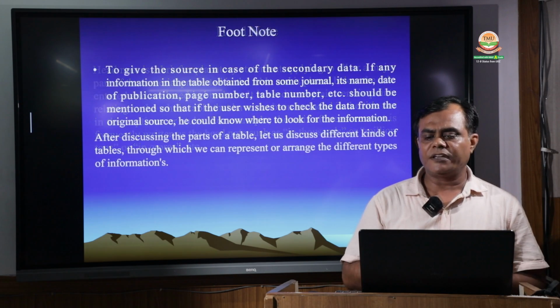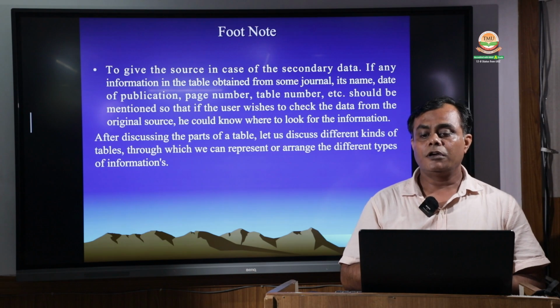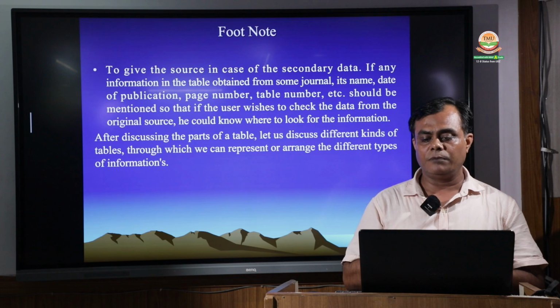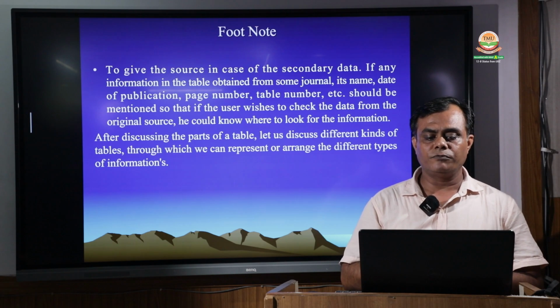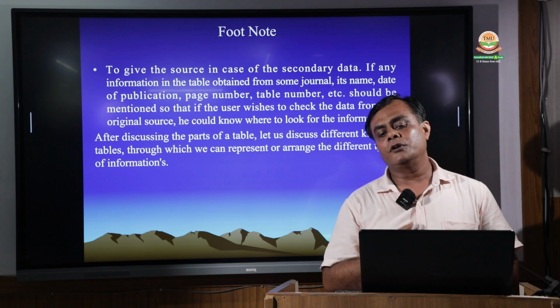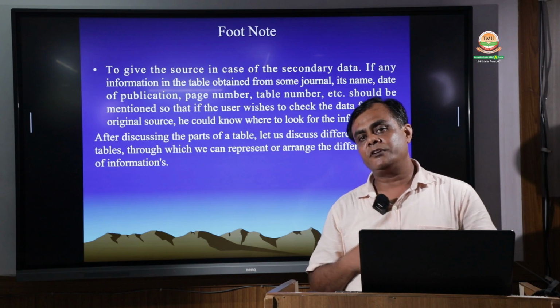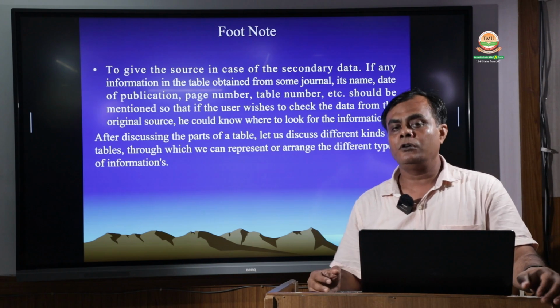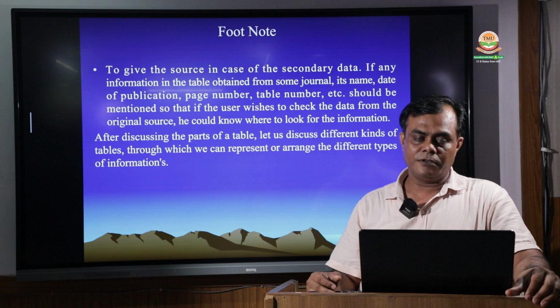In case of secondary data, if any information in the table is obtained from a journal, its name, the date of publication, the page number or the table number, etc., should be mentioned, so that if the user wishes to check the data from the original source, verifying the data, the footnote is a very important part, and we are giving whole information regarding the data. So the footnote gives you a lot of brief information regarding your data or your table.